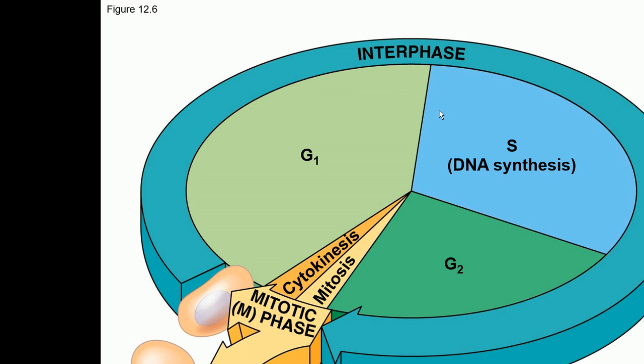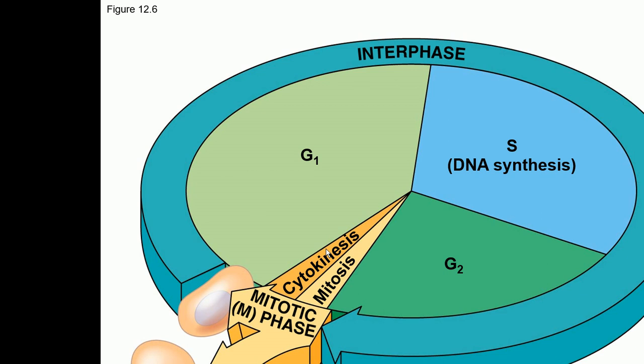And you can see here, this whole phase is interphase. Going from here to here, this is all interphase, and this phase is mitotic phase. Mitotic phase has mitosis and cytokinesis. So this is the time period in the life of the cell when the cell is actually doing preparation.